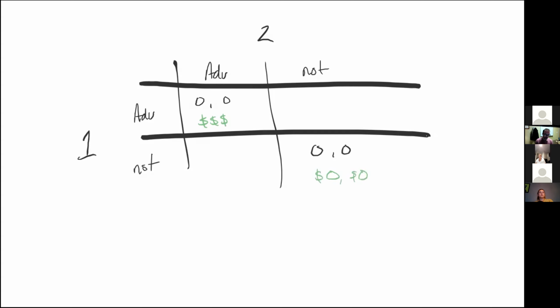Now, if one of the firms advertises, so let's say firm one advertises and firm two does not, what happens then? Well, firm one gains a whole bunch of customers, and firm two loses a whole bunch of customers, right? And we could say the same over here. If firm two advertised and firm one did not, then customers flow from firm one to firm two. So far so good?